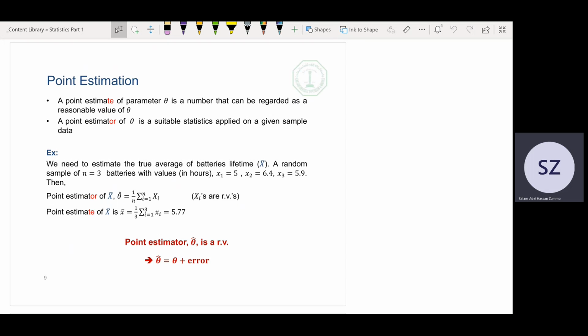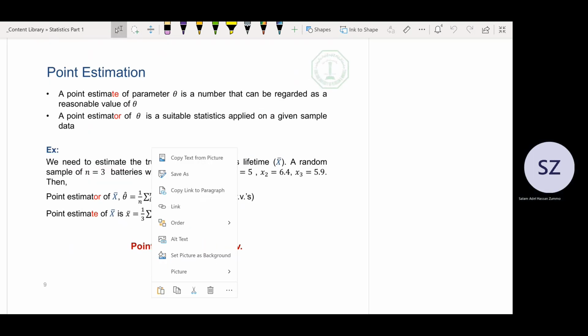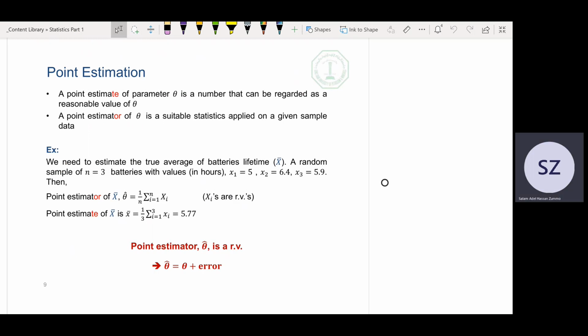So, in general, in point estimation, we need to distinguish between two things: estimator and estimate. Okay, estimator and estimate. In order to distinguish between them, suppose that I have a parameter theta that I need to estimate. Let's say we have the population and I need to estimate the mean, the average of the population. Now, if I calculate the average of the sample that we have, this is called the estimate. An estimate is a number. The estimator is the equation that I use to do the estimation.